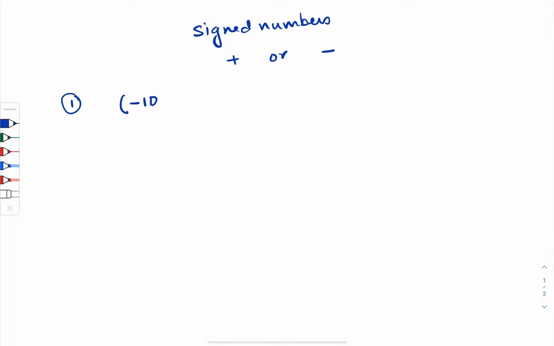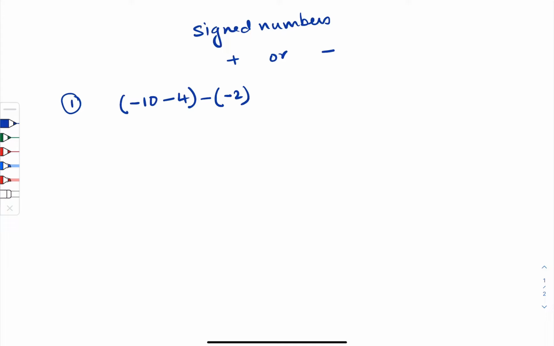In this review session, we're going to take a look at how you combine signed numbers. And when we talk about signed numbers, what we mean is that the number comes with either a positive sign or a negative sign. Okay, so take for example, let's say I have negative 10 minus 4 minus of minus 2.